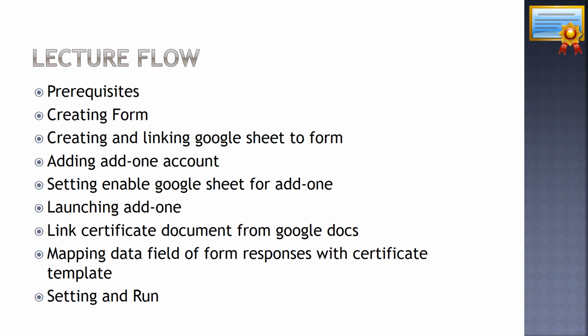The lecture flow will be like this. First of all, we will see prerequisites. Then how to create a form in short. Then creating and linking a Google Sheet with the form. Later on, adding the add-on account, which is a requirement for this particular task. Then the setting to enable Google Sheet for the add-on, launching the add-on, linking the certificate document from Google Docs, and mapping data fields of form responses with certificate templates. Last will be setting and run.